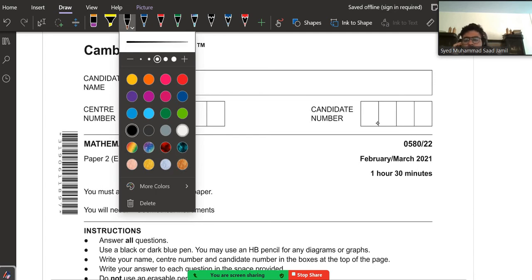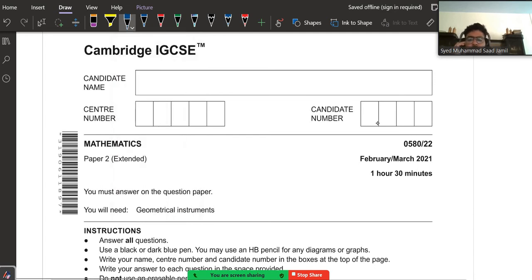Before we start the paper, we ask Allah Ta'ala to help us. We will be doing February March 2021 058022.